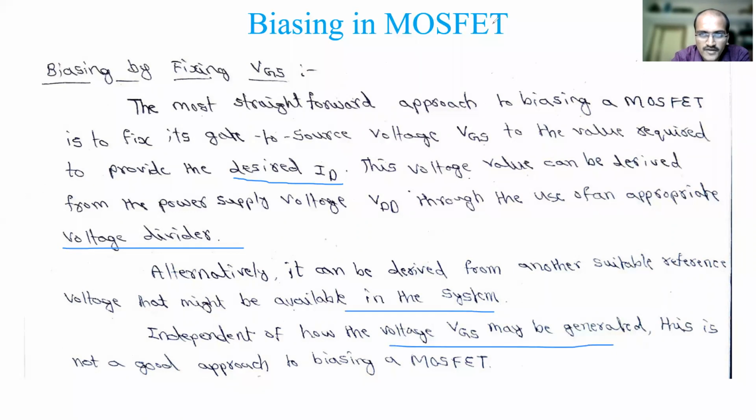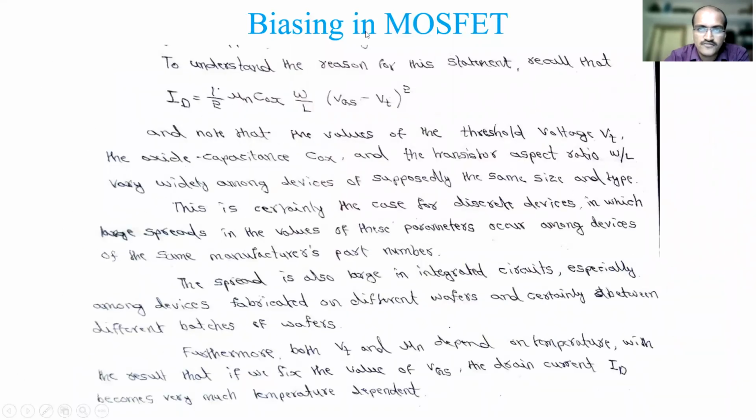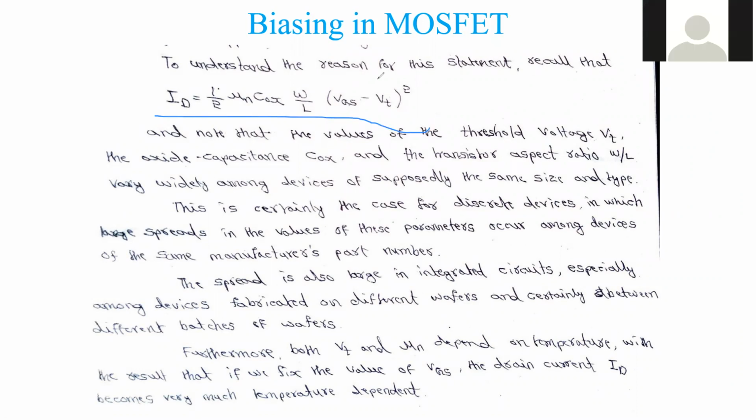So to elaborate a little more, we'll take the equation. This equation only we got stuck, right? So that's why we have taken back the characteristics part. So now you remember this equation always. 1/2 mu n COX W by L (VGS minus VT) whole square. So remember this equation, basic equation.